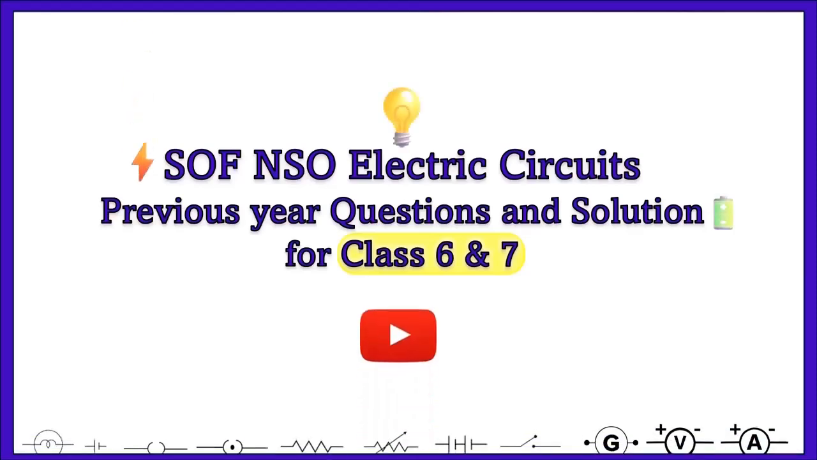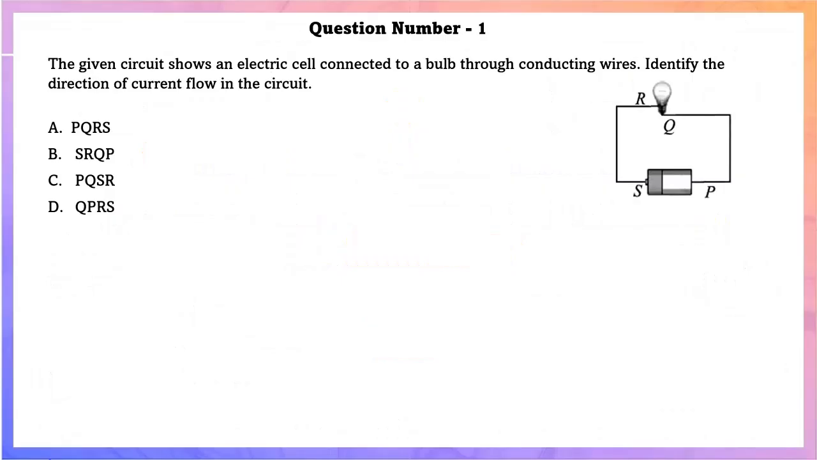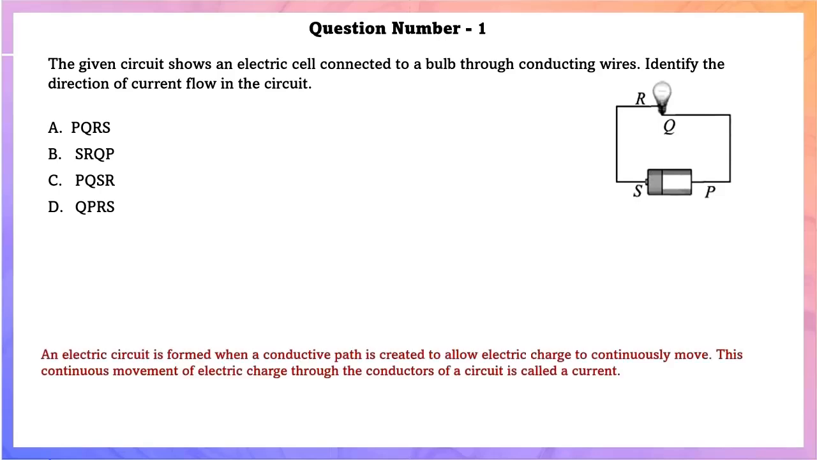SOF NSO Electric Circuits Previous Year Questions and Solution for Class 6 and 7. Question number 1. The given circuit shows an electric cell connected to a bulb through conducting wires. Identify the direction of current flow in the circuit.